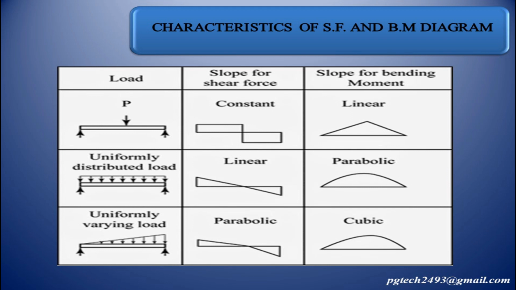Second, between two sections, if UDL acts, the bending moment variation is parabolic, reflected as a parabolic curve in the bending moment diagram. Between two sections, if UVL acts, bending moment variation is cubic, reflected as a cubic curve in the bending moment diagram. At a section, if a couple is present, the bending moment value drastically changes from one value to another value, reflected as a straight vertical line on the bending moment diagram.